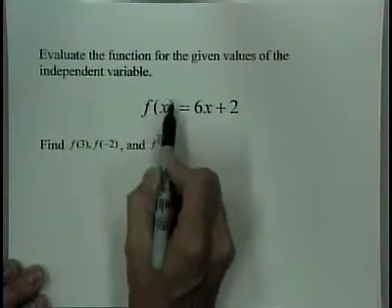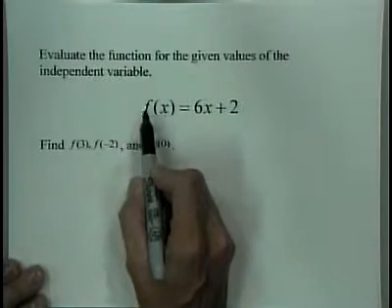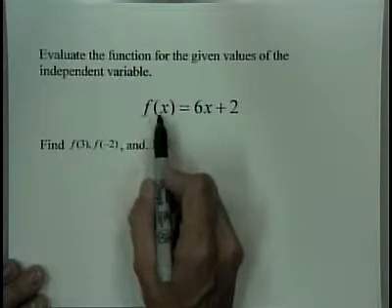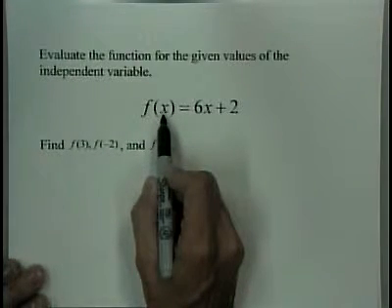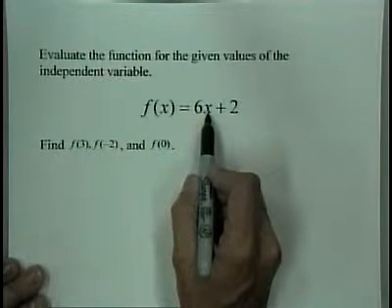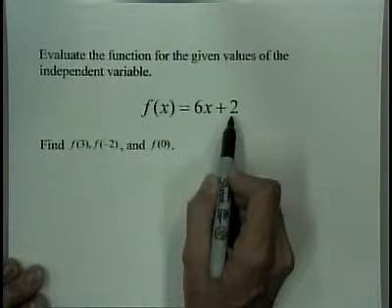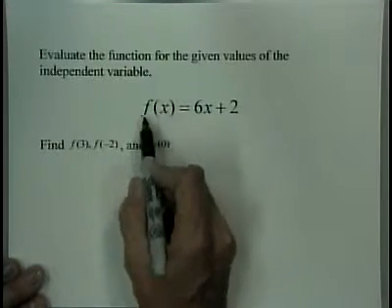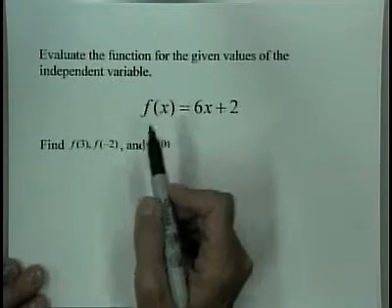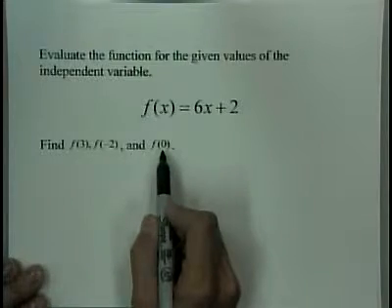F of x is the name of the function. Actually, f is the name. The x indicates that this function named f operates on the variable x. And that means that this x here is a variable in the expression 6x plus 2. F of x is using a function notation to name a function. Well, in this particular example, we're supposed to find 3 function values.